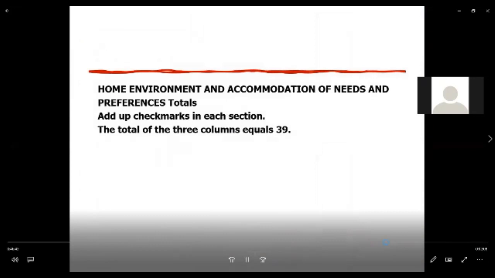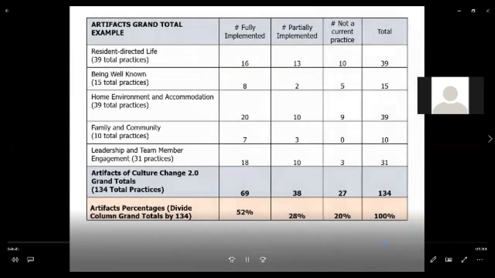It's not any magical number or anything. And I want to show you, here's a sample of what it looks like at the very end of the artifacts tool. You see each of the five sections, it reminds you how many total there are. And then you would fill in your fully and partially and not a current practice. And then your total again should be the same, 39 and 39. 15 and 15, and we just did again, 39 and 39. Isn't that interesting? And we'll get to those other sections next month.